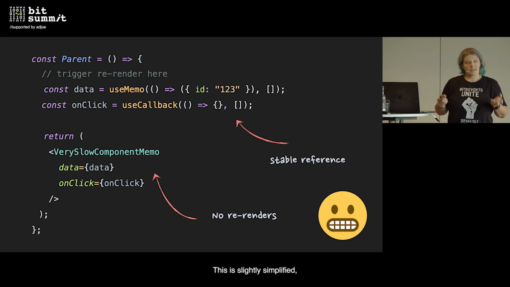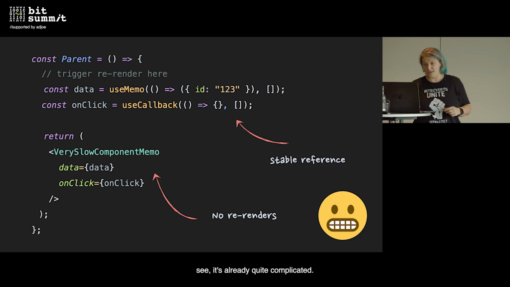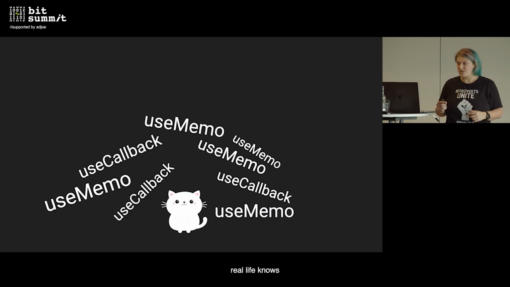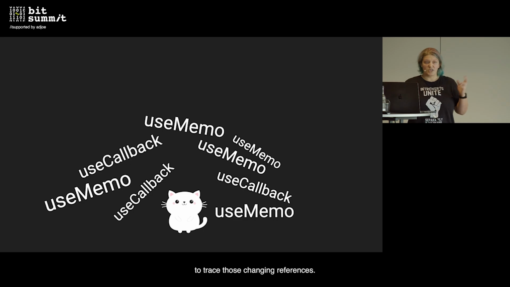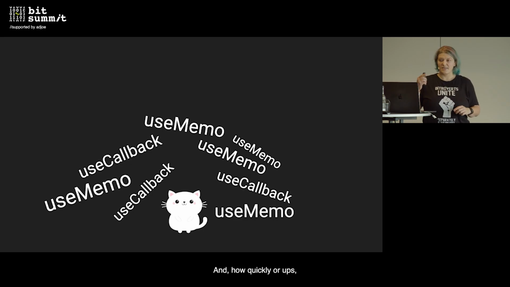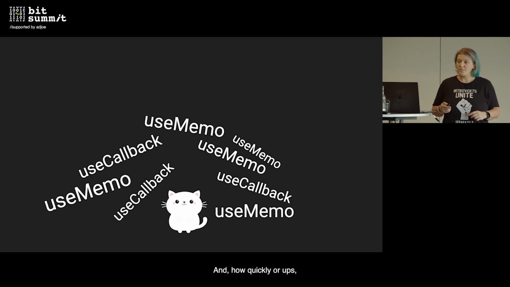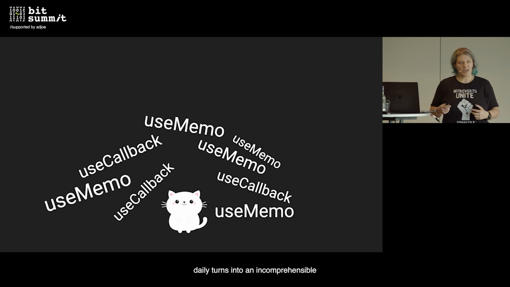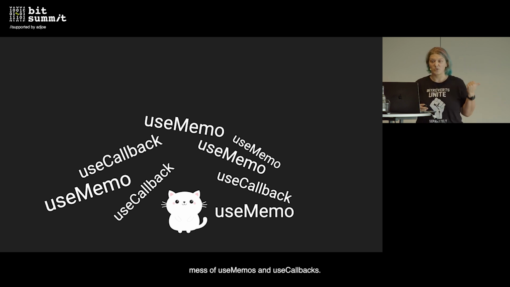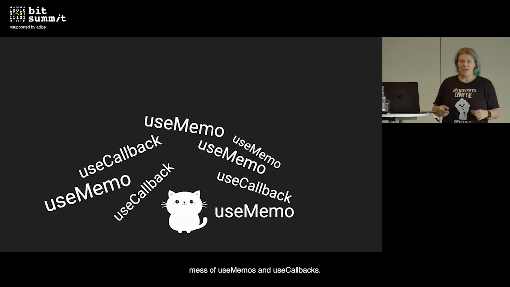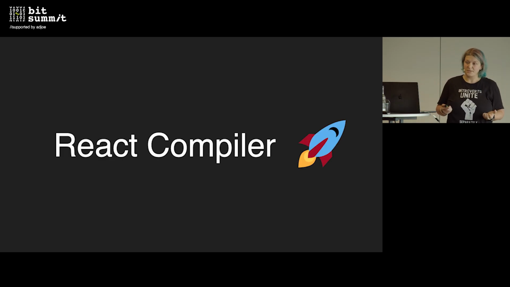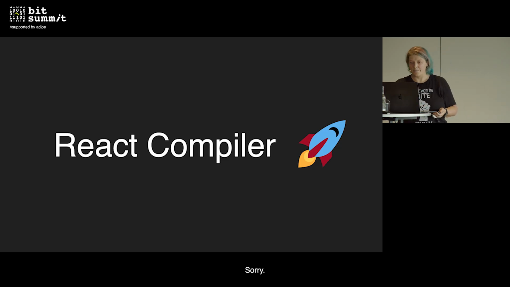This is a slightly simplified explanation, but as you can see, it's already quite complicated. Anyone who used those hooks in real life knows that it's really hard to trace those changing references, and how quickly our apps, our beautiful code that we write daily, turns into an incomprehensible and unreadable mess of useMemos and useCallbacks. So solving this situation is the compiler's main promise.